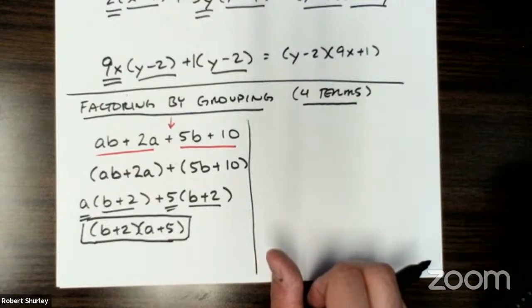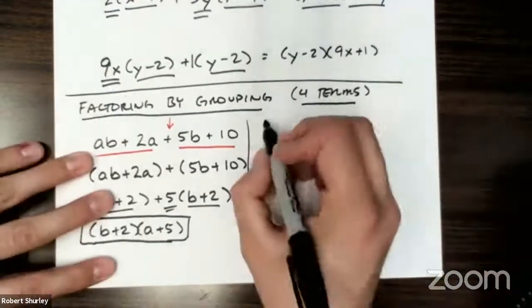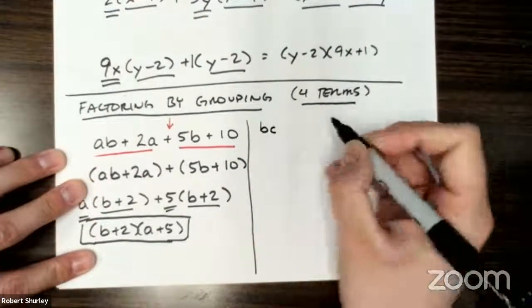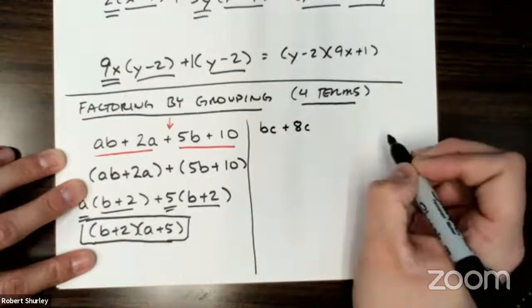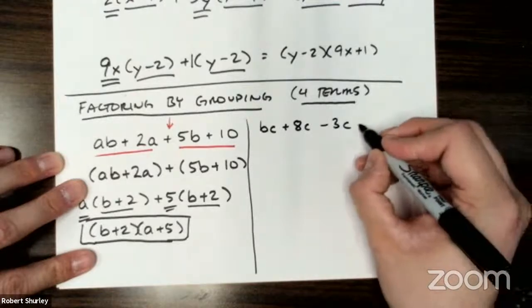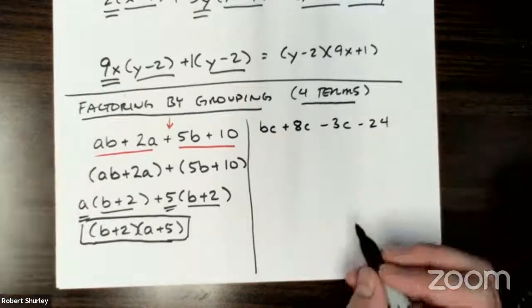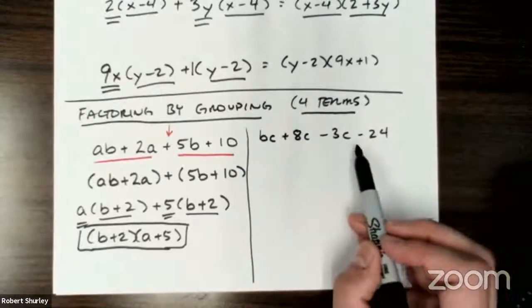Stealing ones from your homework here. Okay, this is number 32. We've got BC plus 8C minus 3C minus 24. Okay, BC plus 8C minus 3C minus 24.